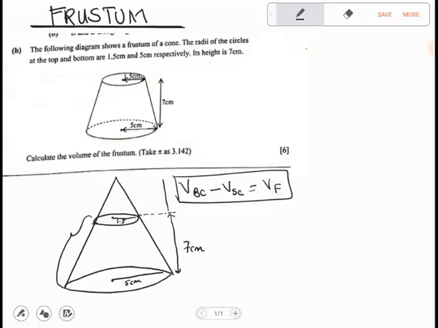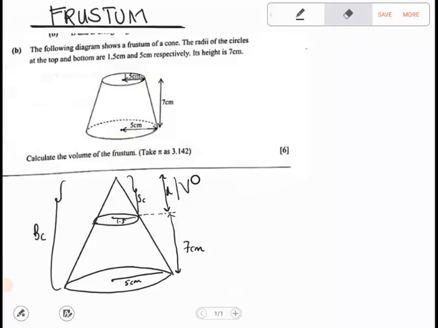Now, how do we know the volume of the bigger cone? Extend this height up to the end there. Call that height x. That height x is the height of the smaller cone, because the smaller cone starts from there, and the bigger cone starts all the way from there to here. That is the bigger cone. So now let's find that height x.